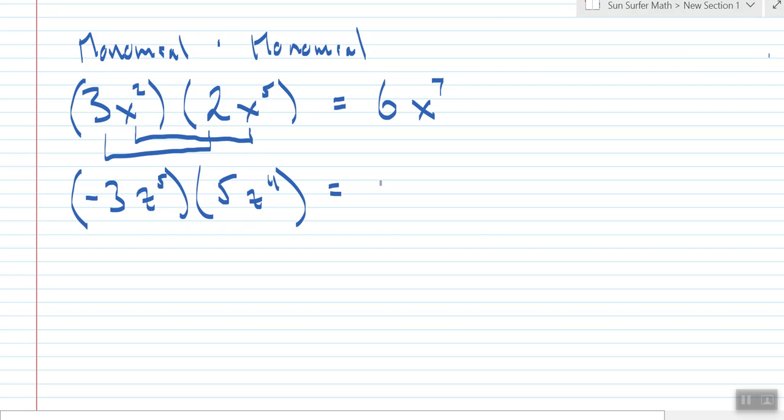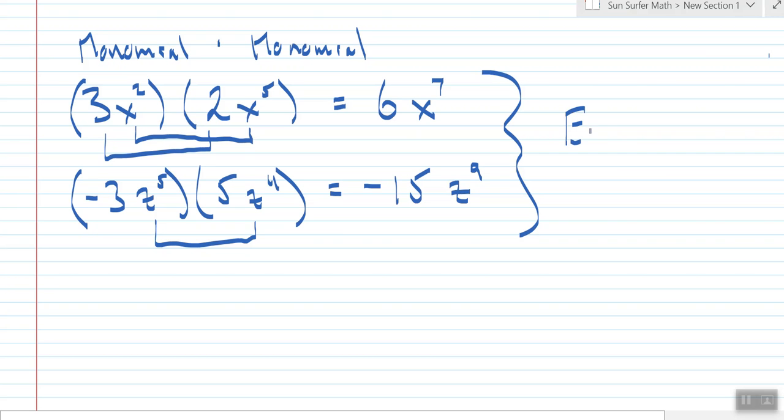Once again, we have two monomials. We multiply the coefficients together. Negative 3 times 5 is negative 15. And then we multiply the bases, the z's. And so to multiply the bases, which is z, we simply add the exponents. Now, if you need a good review of how to multiply these bases, see my video on the exponent rules, where I do a quick review of your exponent rules. And this rule is basically when you are multiplying similar bases, you add the exponents.